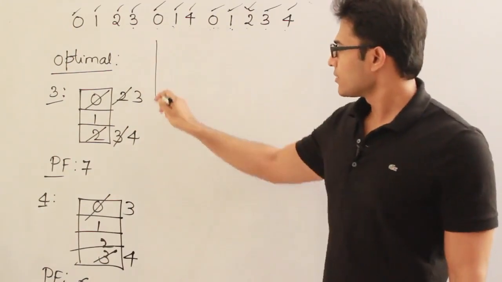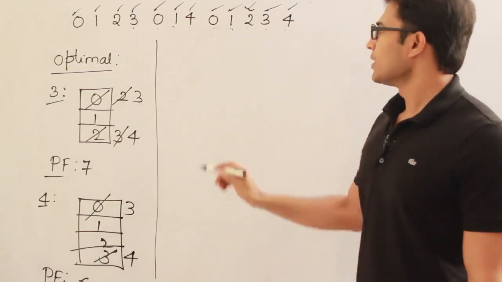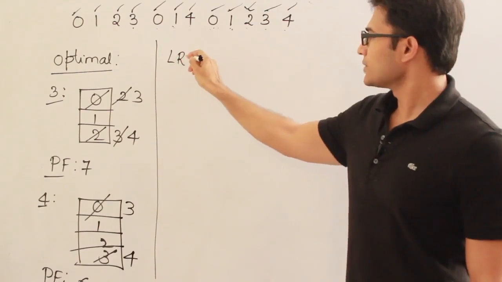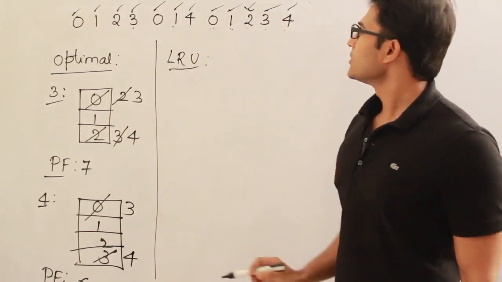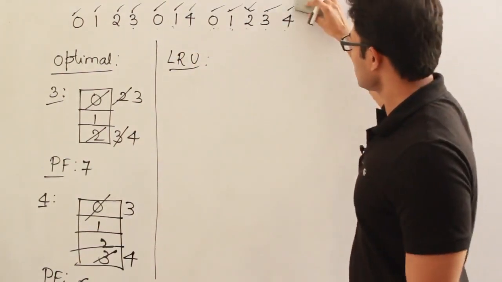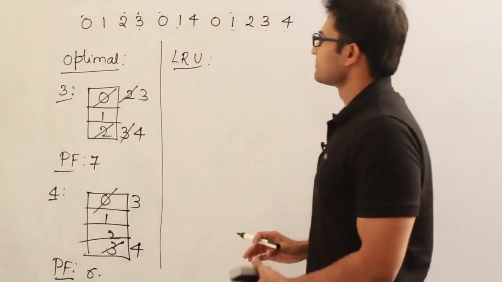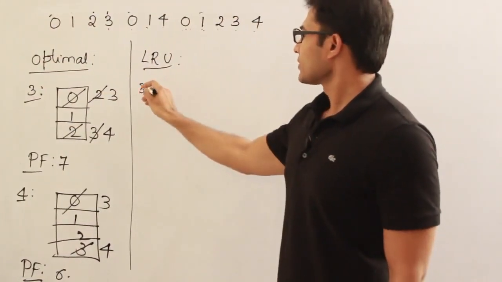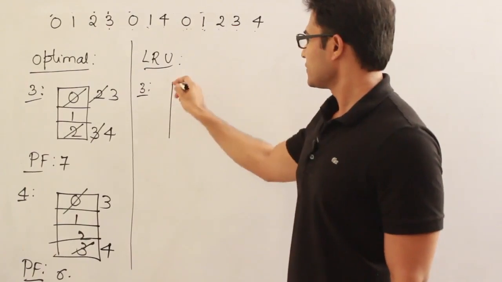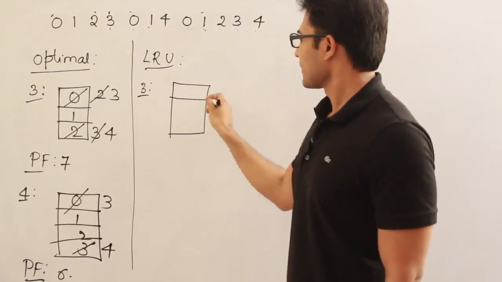Now let's check what happens for the same one using LRU, least recently used. So for the same reference string, if I use LRU and if I use 3 frames, then let's see what happens.